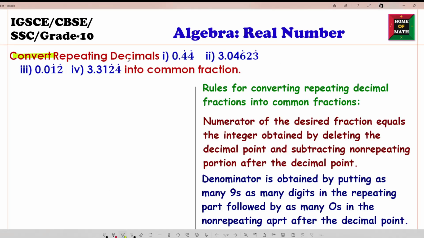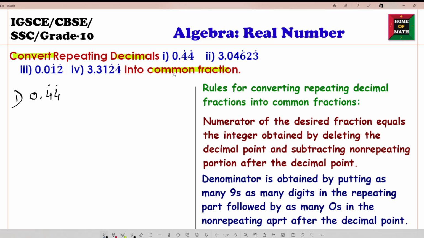Converting repeating decimals to common fractions. Number 1. Repeating decimal of 0.44, where 44 is the repeating decimal. First, we have to know the rules for converting repeating decimals.